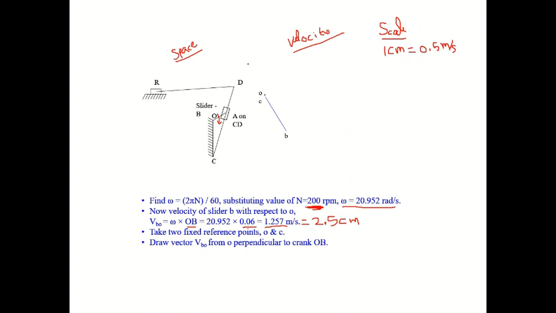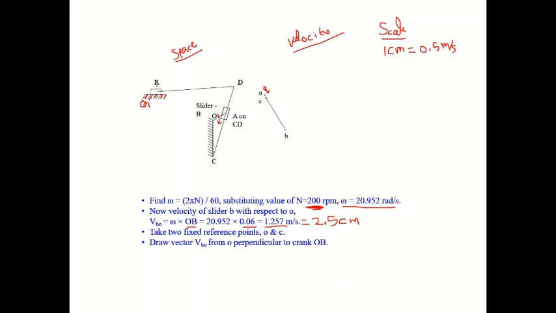First you have to fix the fixed points. What are the fixed points? O is a fixed point, C is a fixed point, and this guide, they didn't name anything, so let us name this guide as Q. So Q is a fixed point. O, Q, C are all fixed points, and all the fixed points will lie in one place.